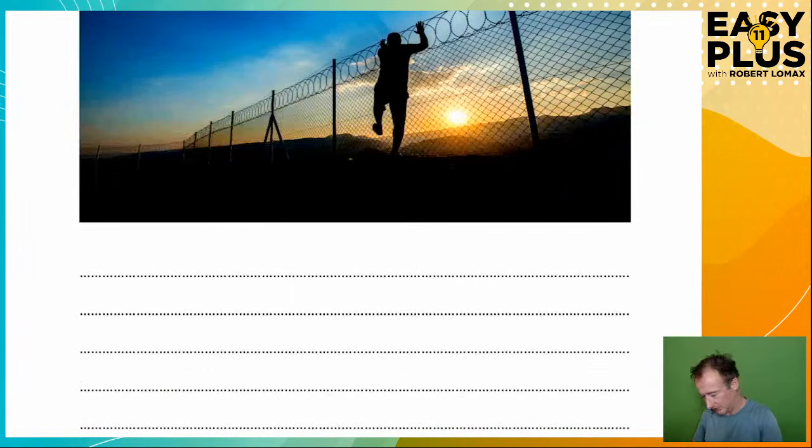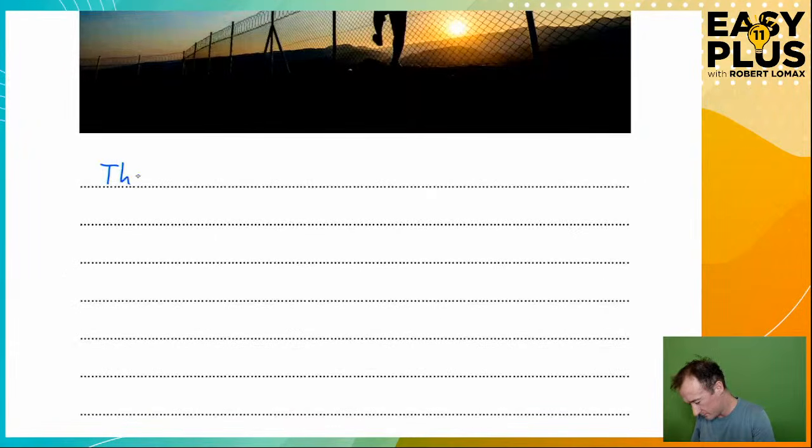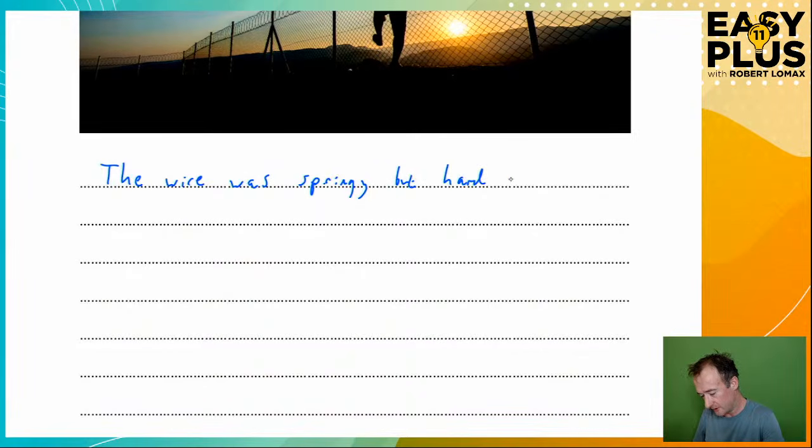So let's say that the wire. Those first two words demonstrate already that I'm responding directly to what's in front of me. The wire was springy, but hard or sharp against his fingers. I don't know, we could say either, but hard against it. I'm imagining him slightly below the razor wire on top, but hard against his fingers.